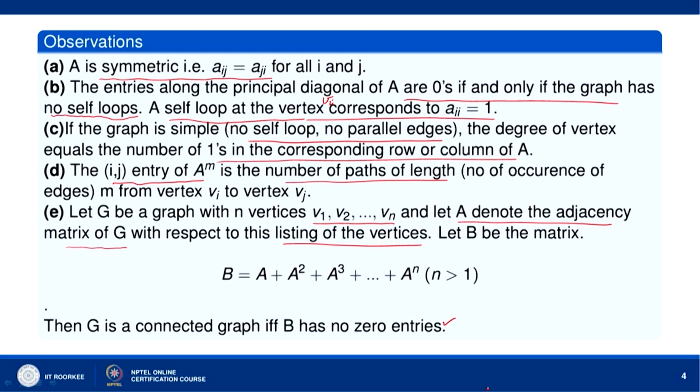Now, here we are taking one particular order of V1, V2, up to Vn. There can be n factorial orders in which these V1, V2, up to Vn can be arranged.